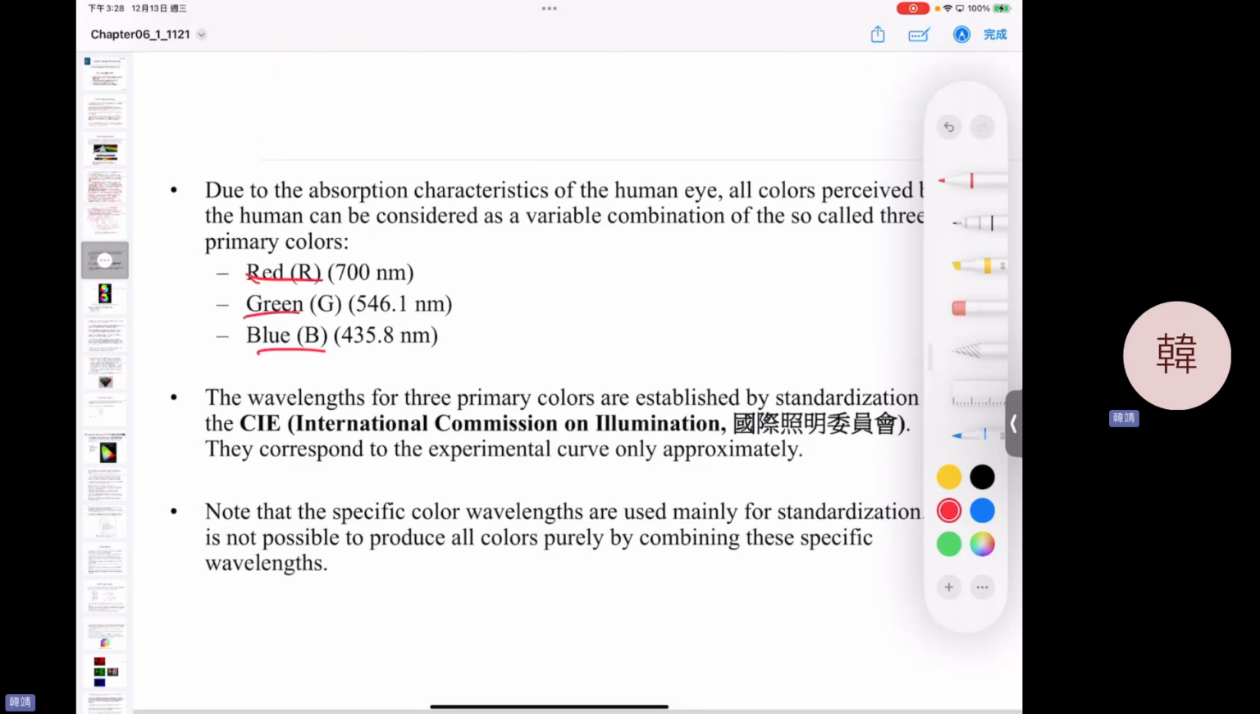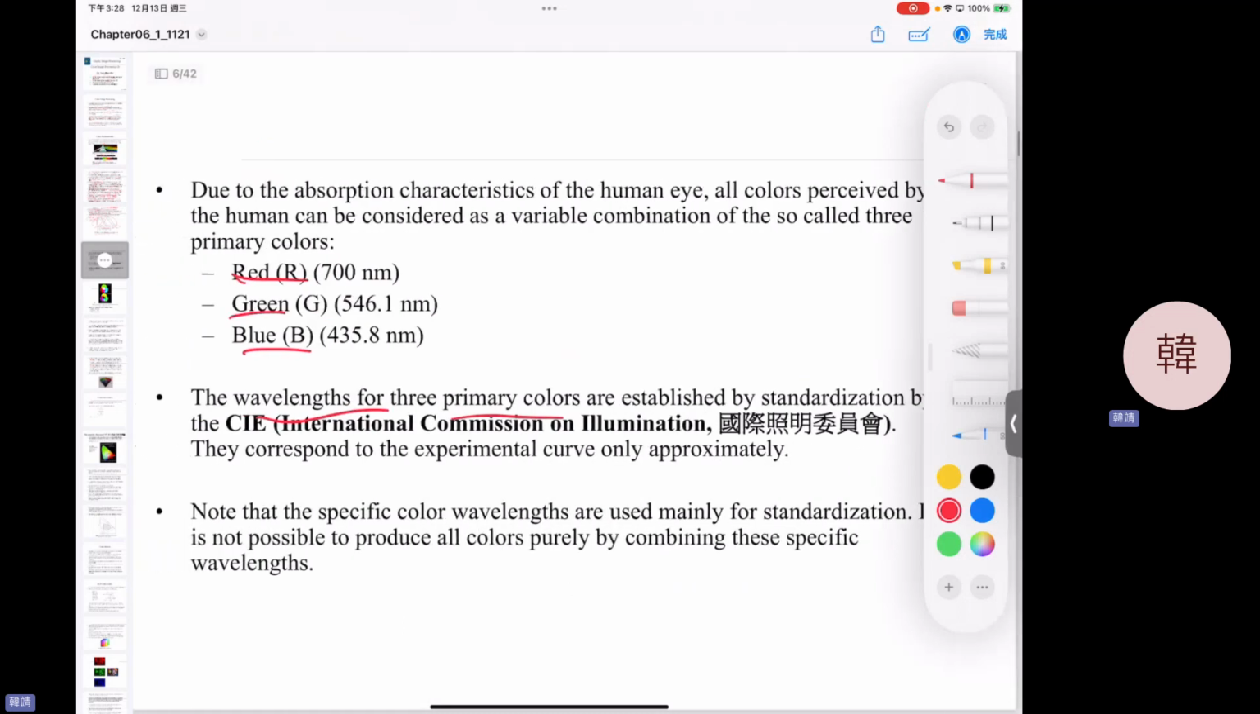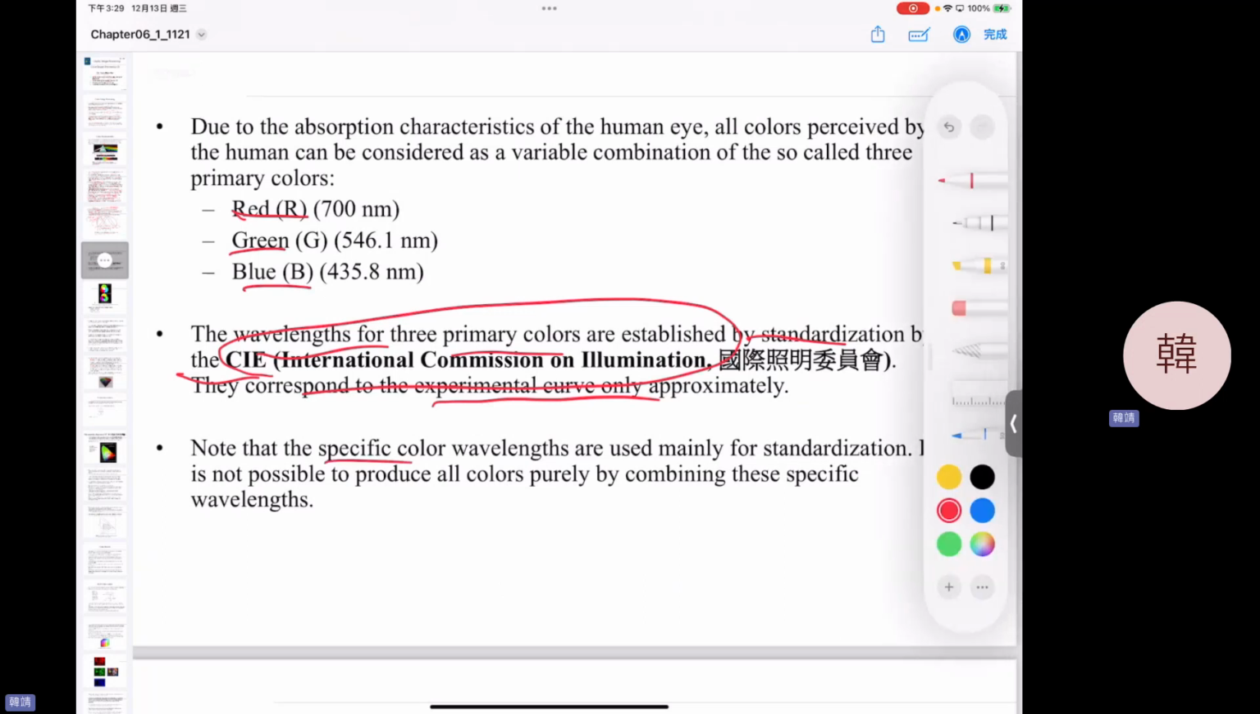And for a standard representation of this color, the wavelengths for these 3 primary colors are established by a standardization committee. We call it the International Commission on Illumination. Okay, so why do we have this standard? Because every different light has its different representation, so we need a standard. So the corresponding experimental curve can be represented. Okay, so these are specific color wavelengths used mainly for standardization.